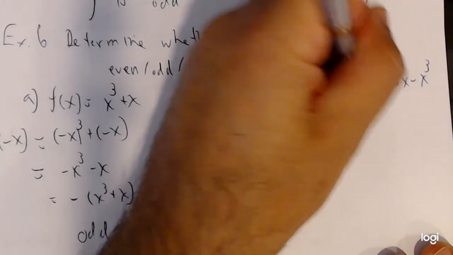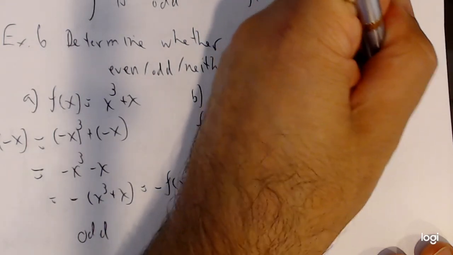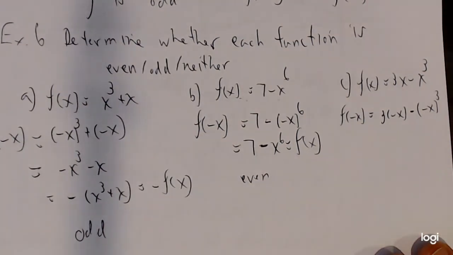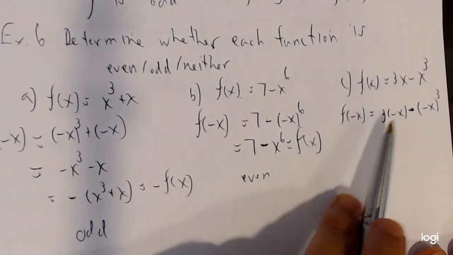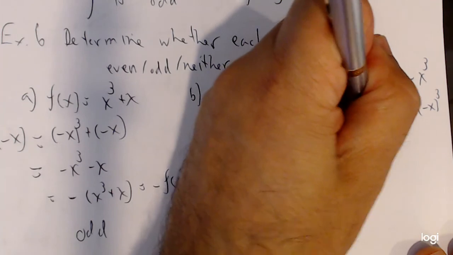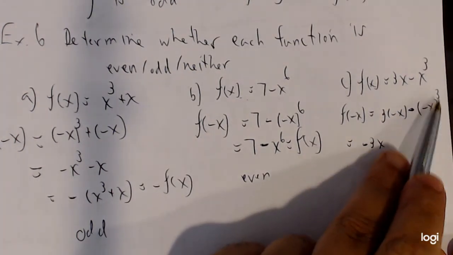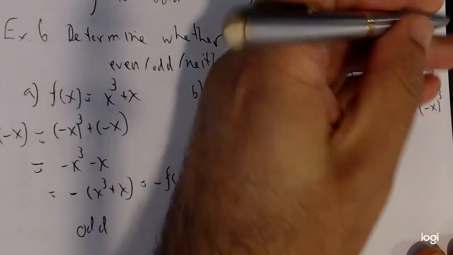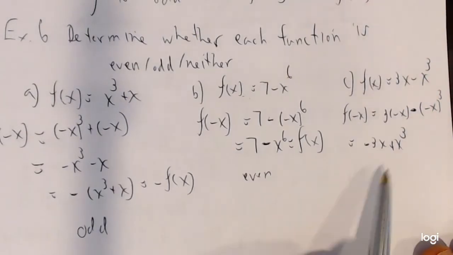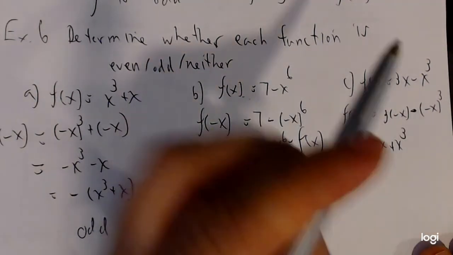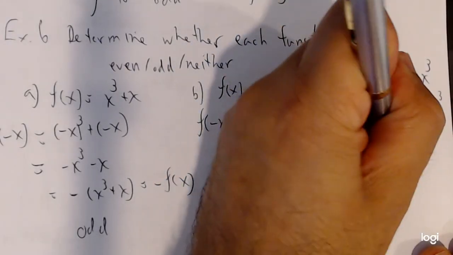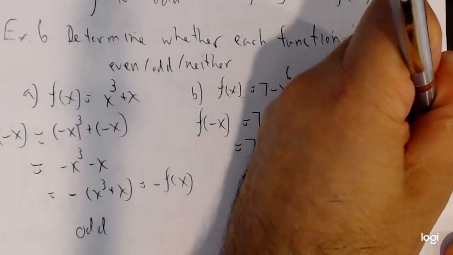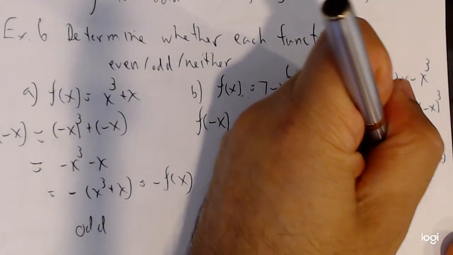F of negative x equals 3 times negative x minus negative x cubed. And what do I get here? 3 times negative x is minus 3x. Negative x cubed will still be negative x cubed, but with that extra negative makes it a plus x cubed. And when I compare this to that, I notice that they are exact opposites. In fact, if I factor out a negative, I get 3x minus x cubed, which this is just negative f of x, which makes it odd.